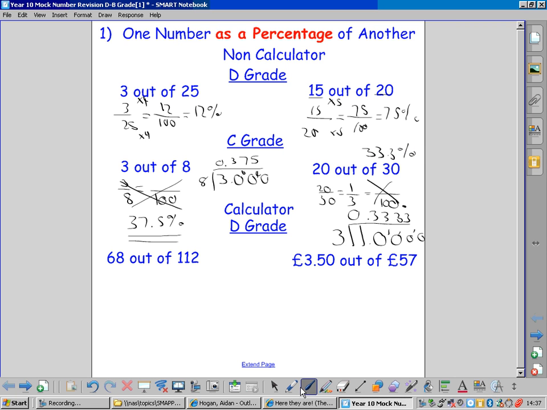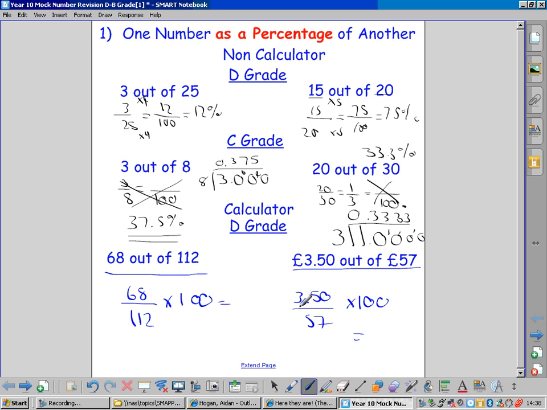If you've got a calculator, you don't need to do any of that. You write it as a fraction, one number expressed as a percentage of another, and you times it by 100. Write it as a fraction, times it by 100. You can use a calculator, write it as a fraction, 3.50 divided by 57, times it by 100, and you'll get your answer, no problem.